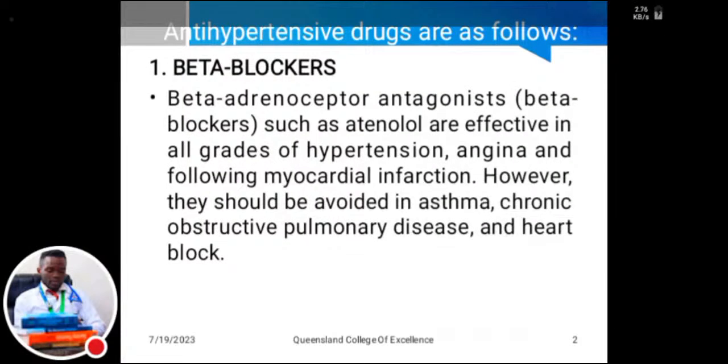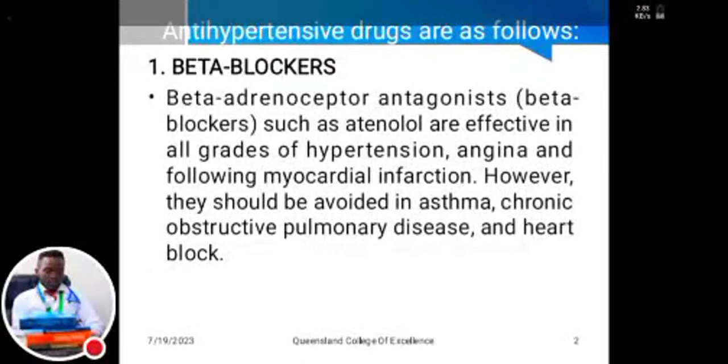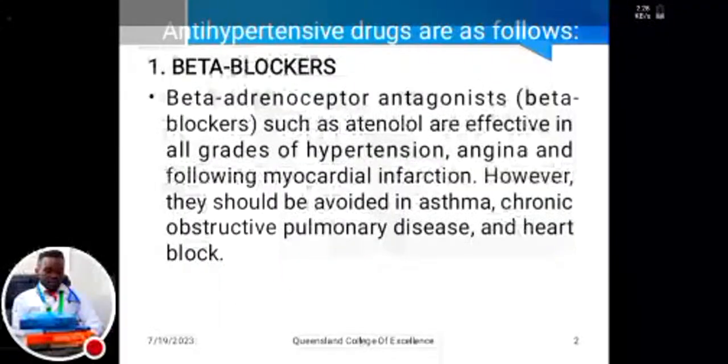However, following myocardial, when we say myocardial infarction, do you know what that means? Cardio refers to the heart. Remember, the function of the muscles of the heart is that they help in pumping the blood by contraction as well as relaxation. They usually help in that format.